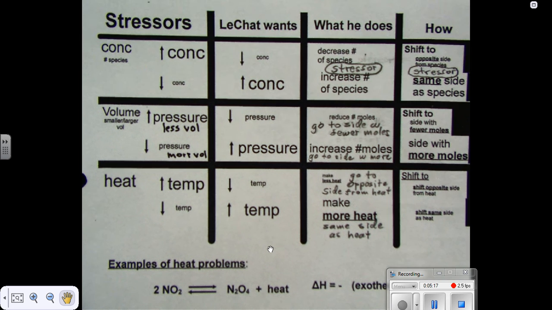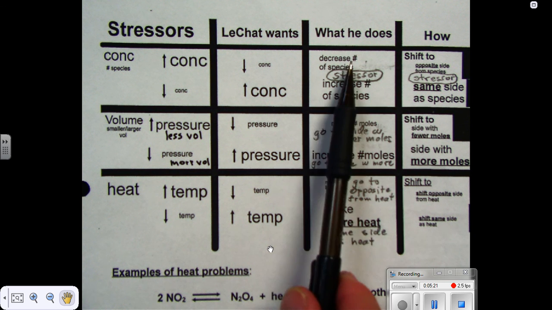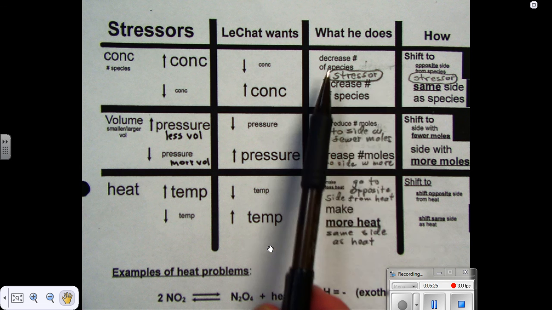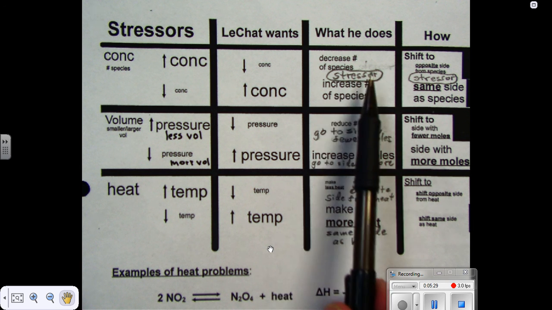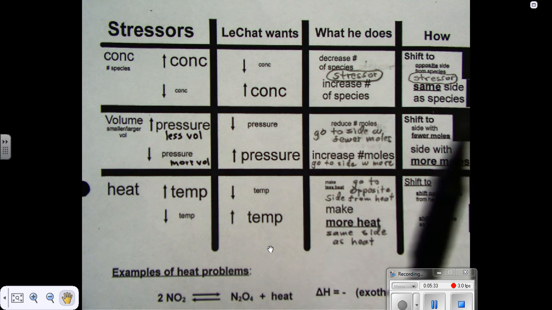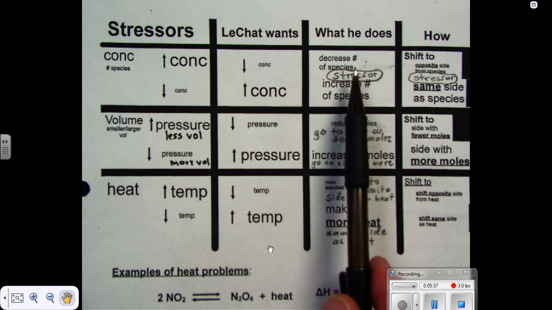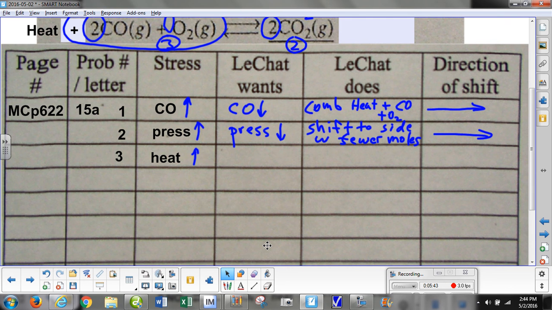A big bunch, actually. What I've done is I've been meaning to update this sheet for a while because I want people to be more specific than I did in the past. And so what I had before was decreased number of species. Well, which species is it? It's the stressor. Now, what was the stressor in this particular problem? Eric?